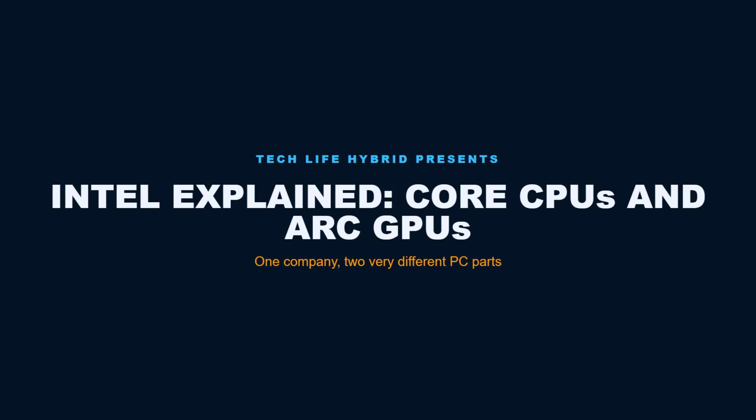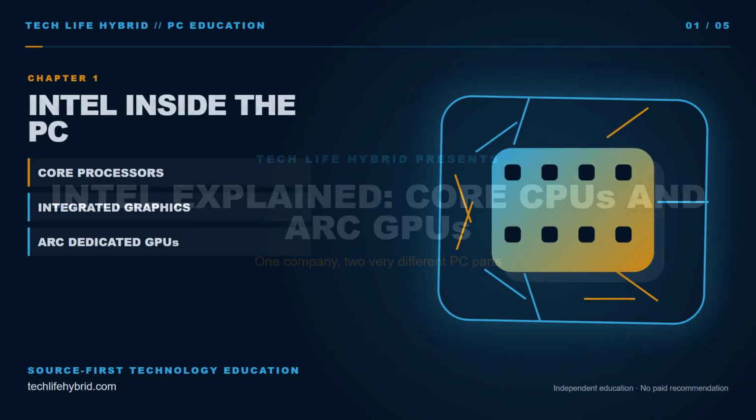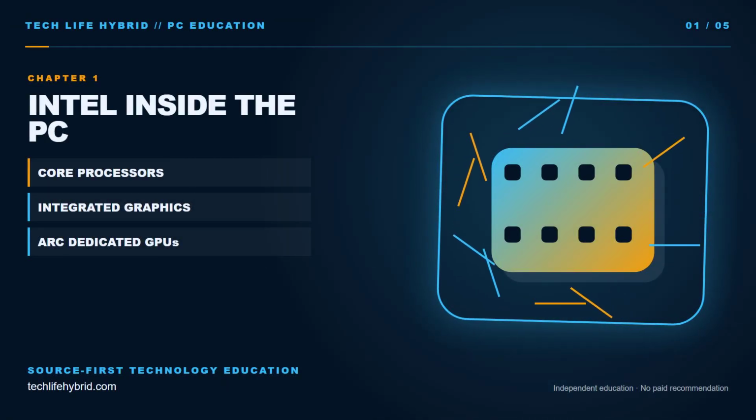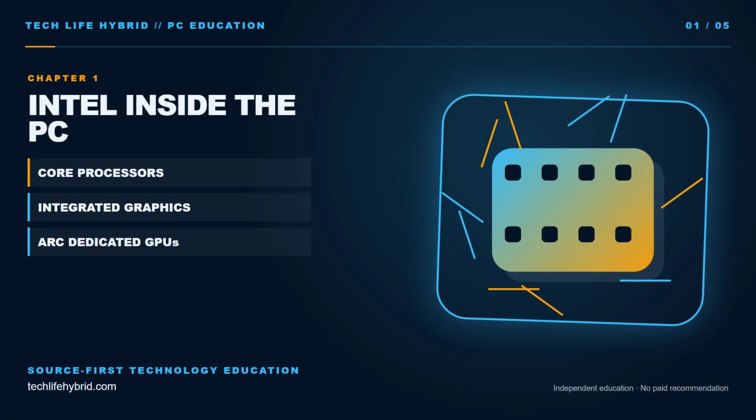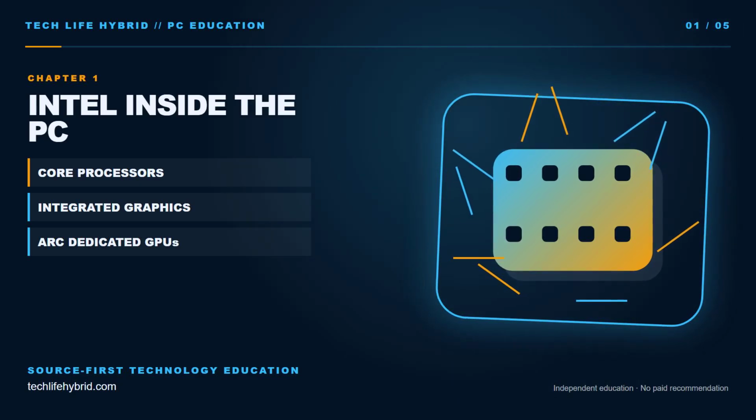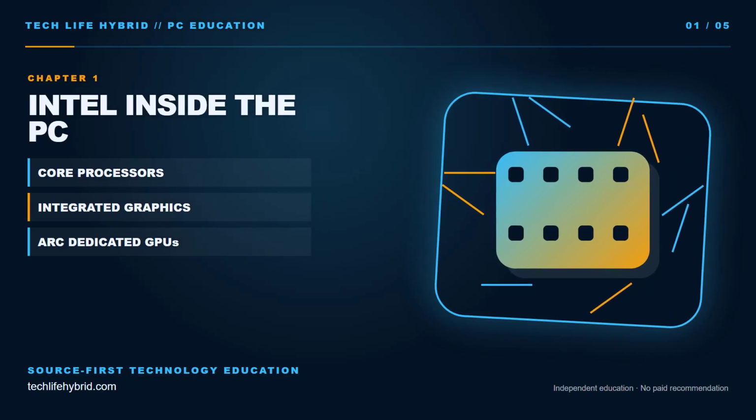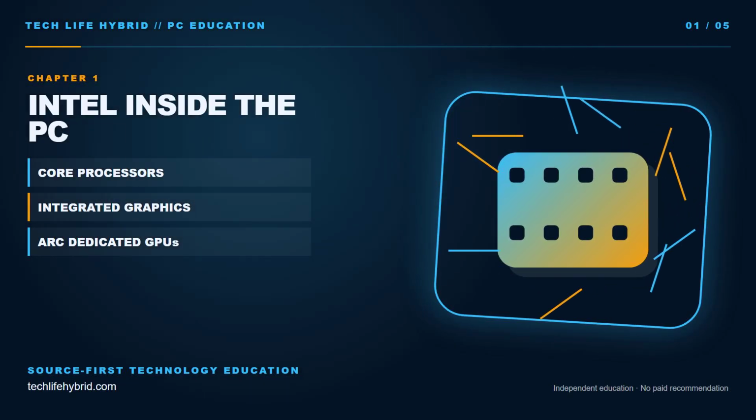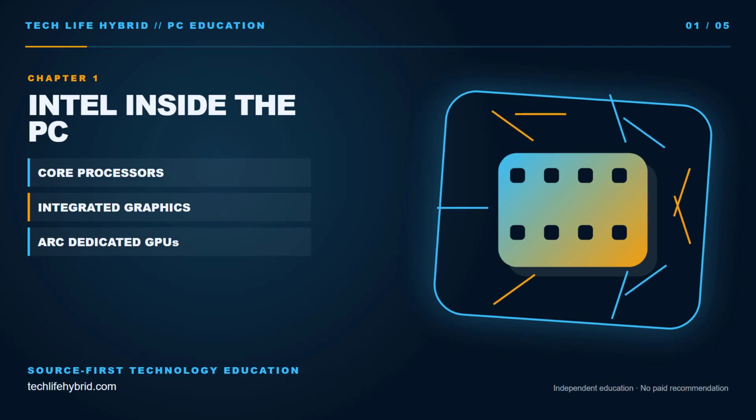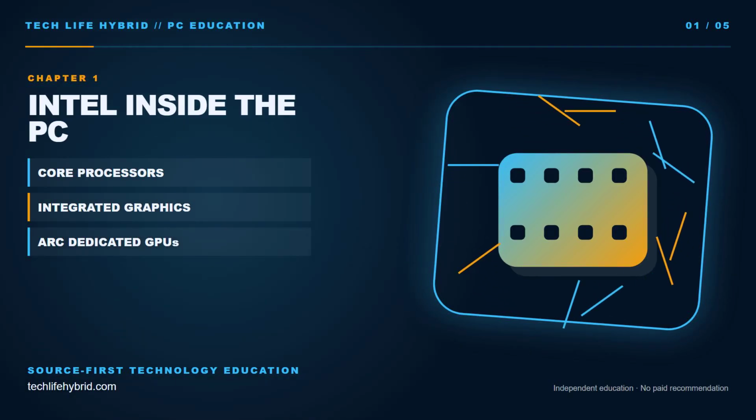Intel is best known for central processors, but a modern Intel PC can contain several kinds of graphics. Some processors include integrated graphics for displays, media, and lighter workloads. Intel Arc is the dedicated graphics family designed for gaming, creation, and parallel compute. The CPU and GPU share a company name, but they solve different problems.